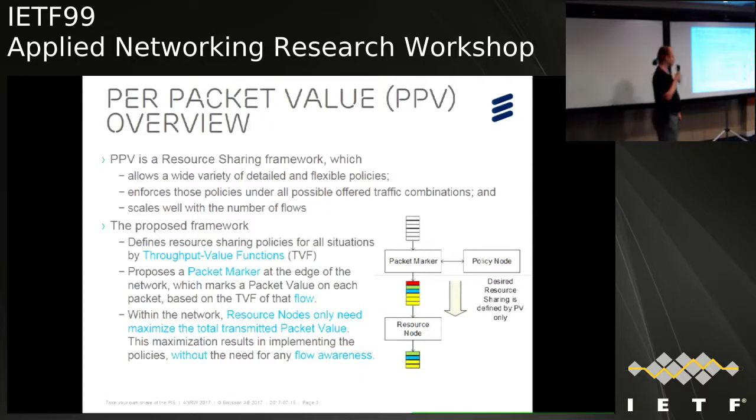And then it proposes a packet marker at the edge of the network, which marks a packet value on each packet based on these throughput value functions belonging to that flow. So that's at the edge. And within the network, resource nodes only need to maximize the total transmitted value. This results in implementing the policies without any need for flow awareness. So you don't need to know which flow these packets belong to or what the policy of that packet is.